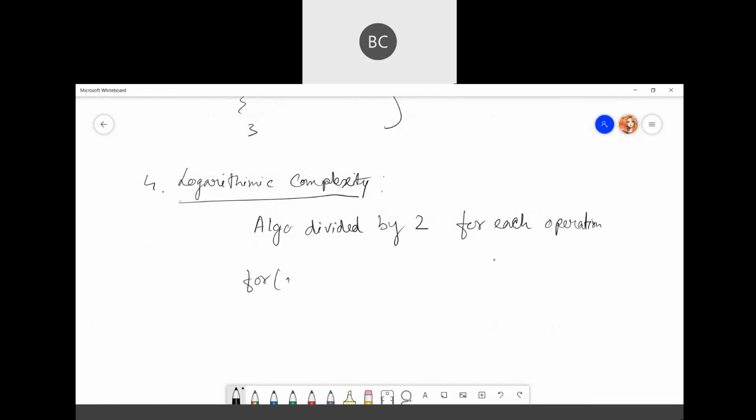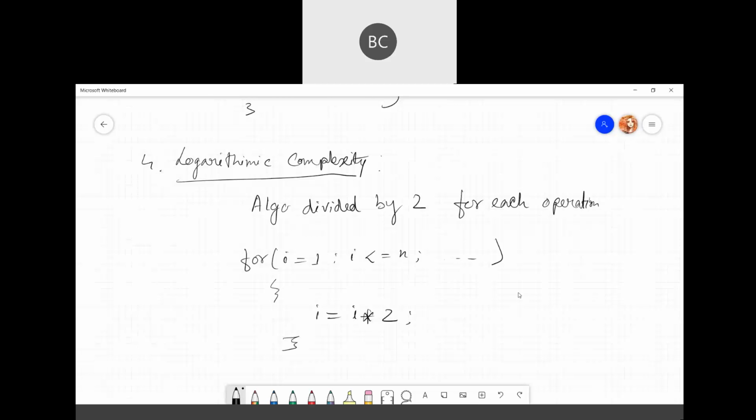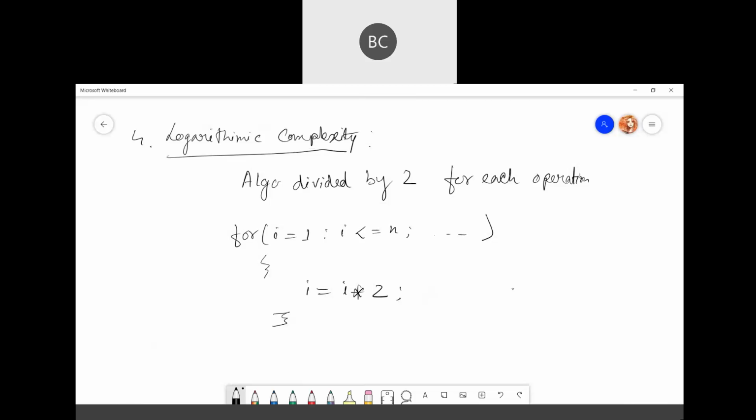So in case of logarithmic complexities, if you see any algorithm which involves divide and conquer, the for loop looks something like this, and there can be anything inside. And you can say there is a statement I equals I into 2. Okay, so in this case, it will take log n time.